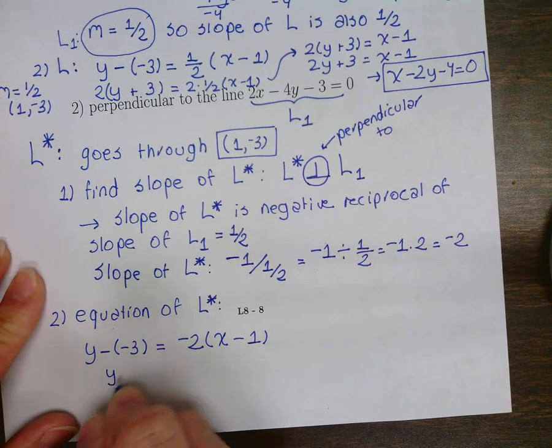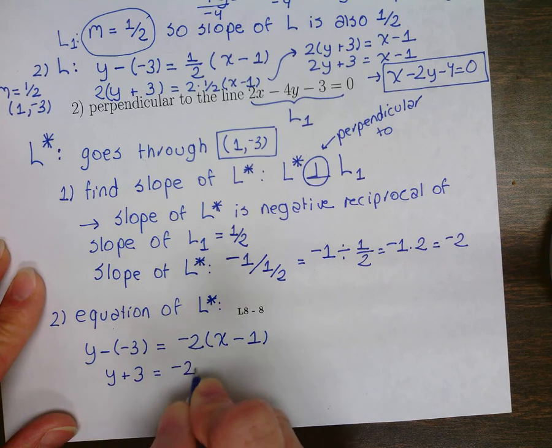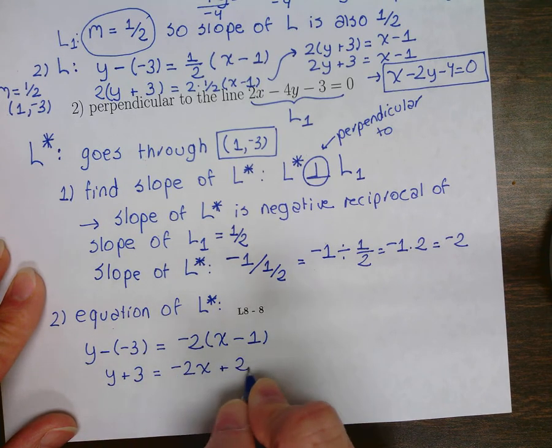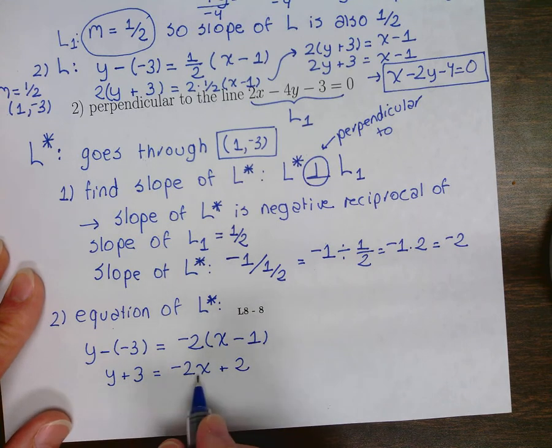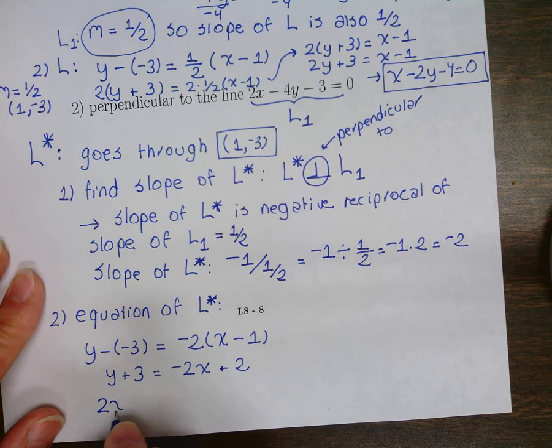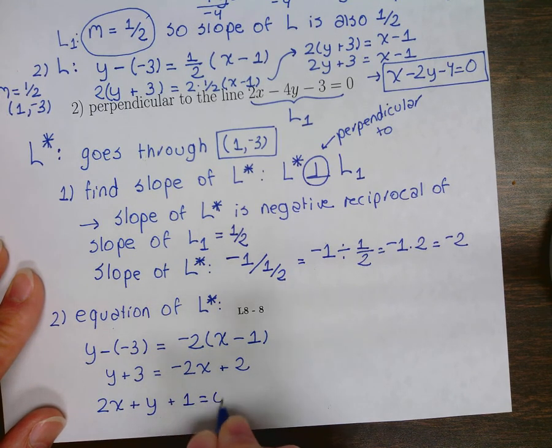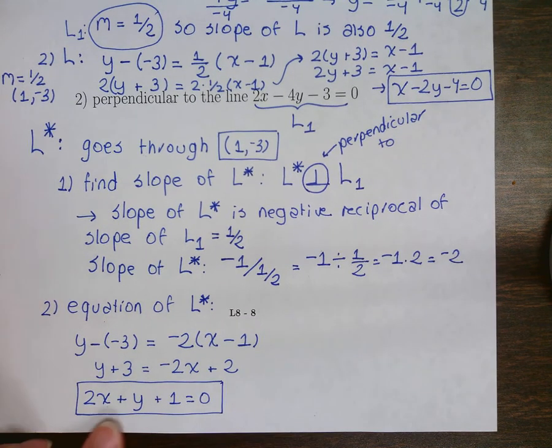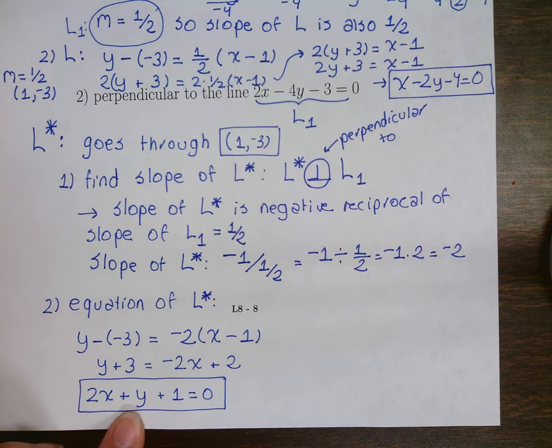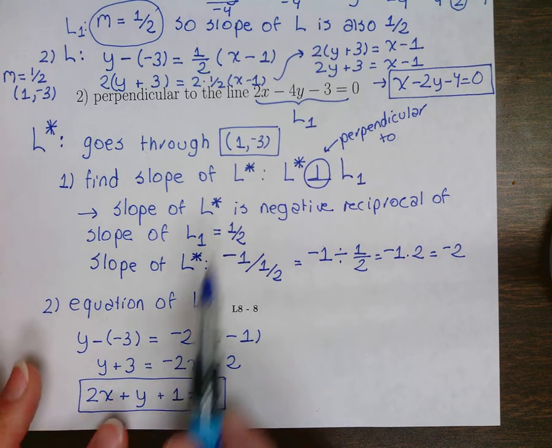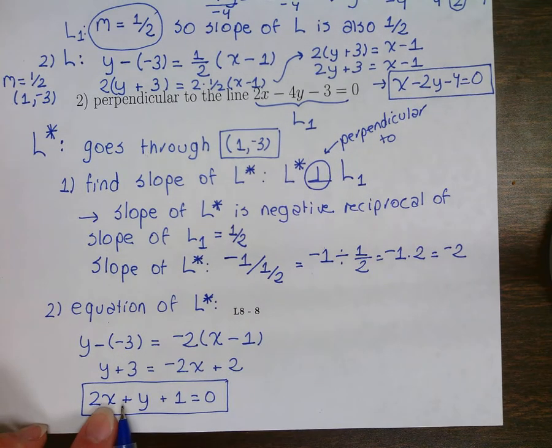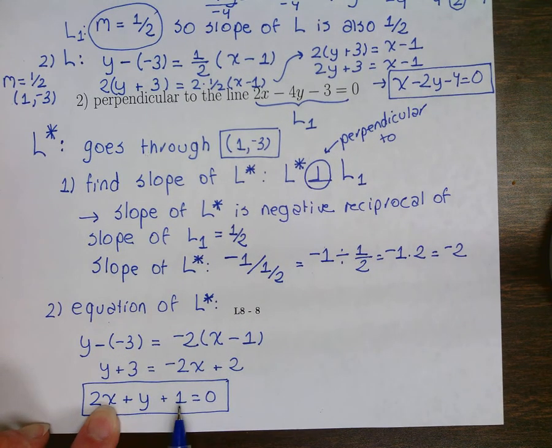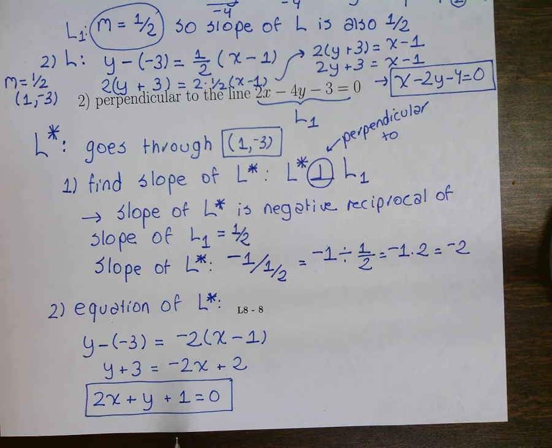So y plus 3 equals negative 2x plus 2. And if I put that in general form, let's bring the x over to the other side to keep it positive. 2x plus y plus 1 equals 0. Okay, and you can confirm that this line has slope negative 2 and that it contains the point 1, negative 3. In fact, we can eyeball that. If x is 1, 2 plus 1 is 3, and if y is negative 3, you do get 0. Okay, thank you.